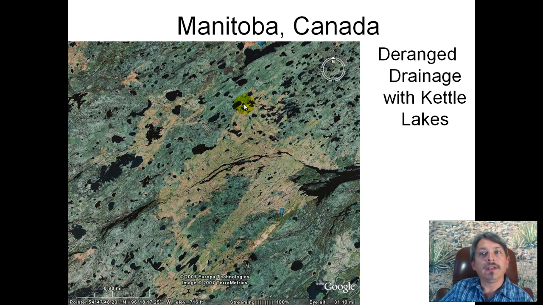Here's an example of a deranged drainage with lots and lots of little kettle lakes, irregularities in the landscape caused by the action of a glacier. Clearly you can see a pattern this way, diagonally.